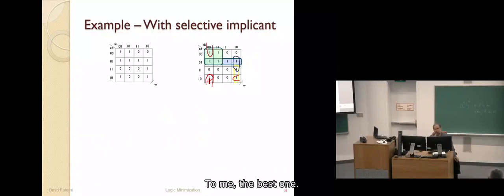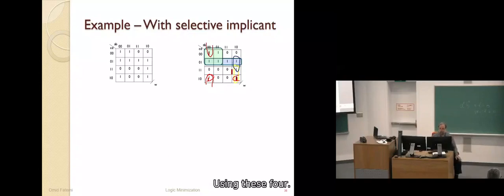To me, the best one, we have all four more implicants: the dark red, the light red, the yellow, and the blue. Do you see these four? What I mean? This is the dark red, this one with this one. This is the light red, this one with this one. This is the yellow, these two ones, and this is the blue. We have four more implicants.